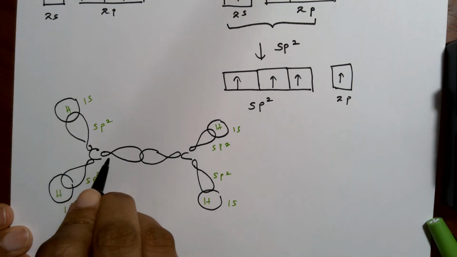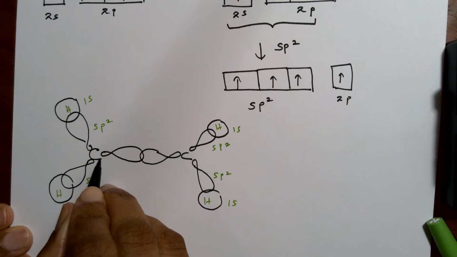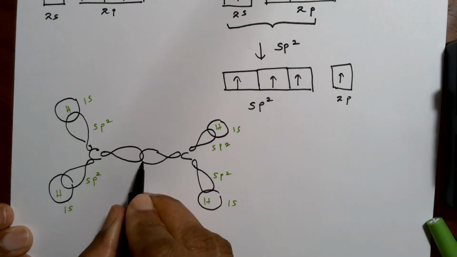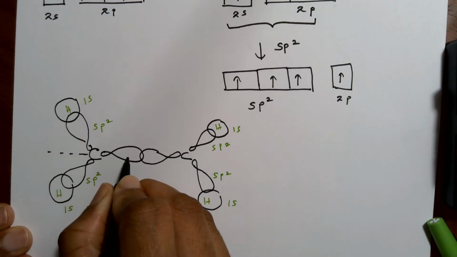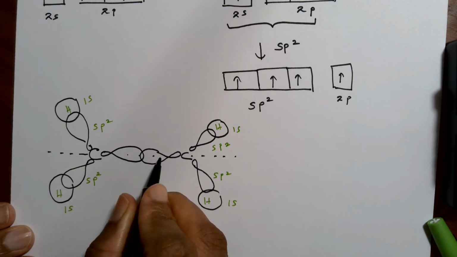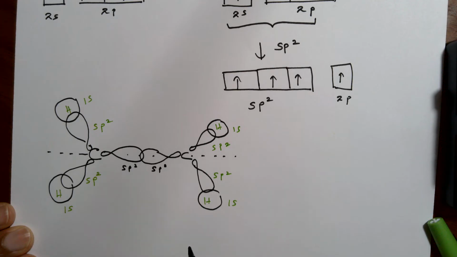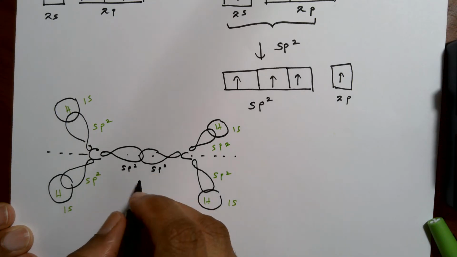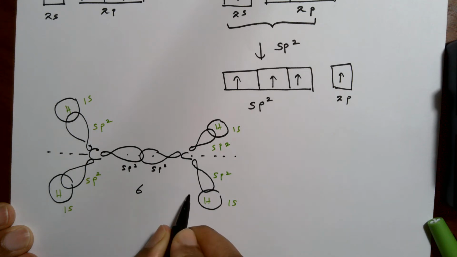Now you can see the sp2 hybridized orbital of the first carbon overlaps with the sp2 hybridized orbital of the other carbon along the internuclear axis. We call this the internuclear axis. So along the internuclear axis, they overlap. This kind of orbital overlap along the internuclear axis we give the name sigma bond. This is the Greek letter sigma.